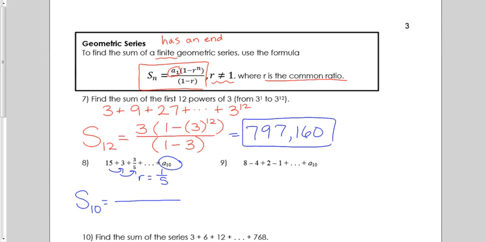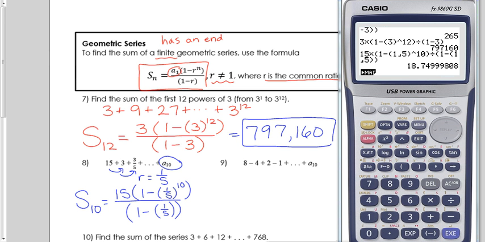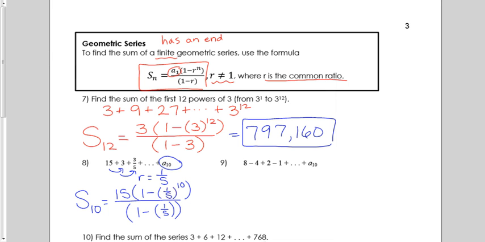I start with the first term, which was 15. Then I have 1 minus the common ratio. The common ratio is 1/5. That would be to the 10th power, all over 1 minus 1/5. I always put my fractions in parentheses. That helps me when I go to do my calculator. So if I type it in, I get 18.7499.